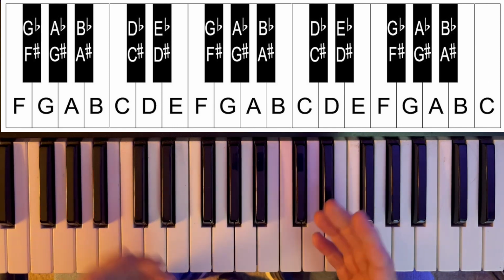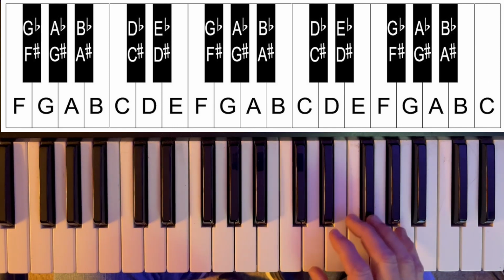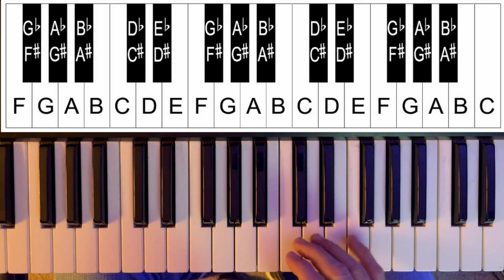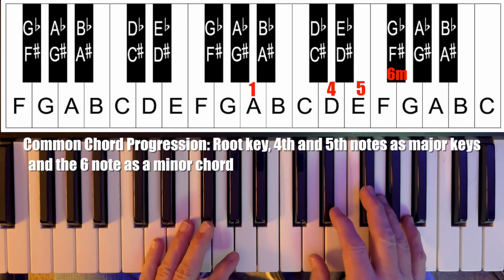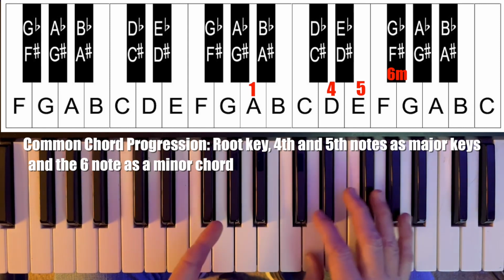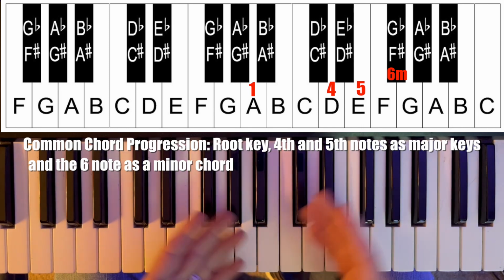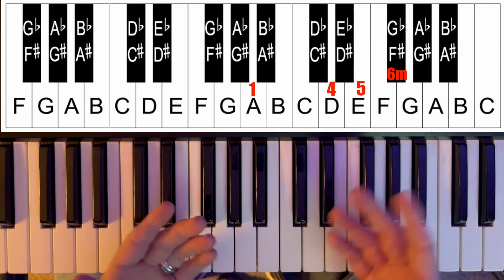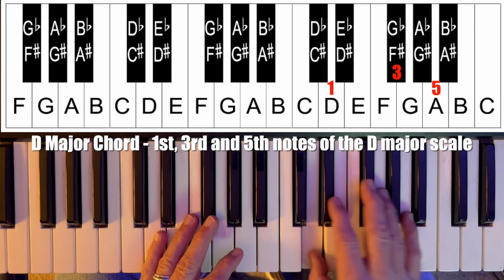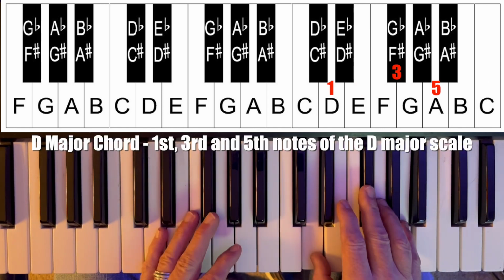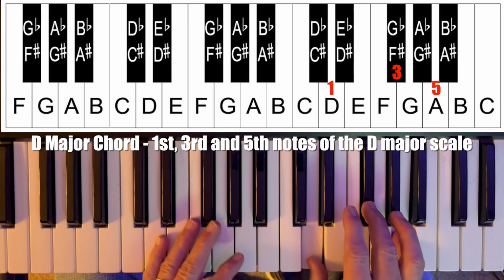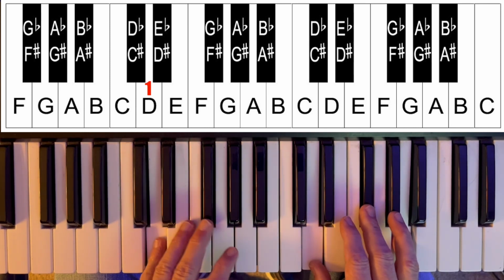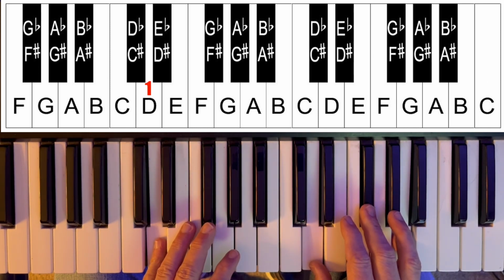The other chords in this progression that we're going to use is the D major chord. D is the fourth note in our A major scale. That's a common progression. You'll see your fourth note in the scale as a 4 major chord that is formed with the first, third, and fifth note of the D major scale. And we're going to play a D with our left hand, an octave lower.